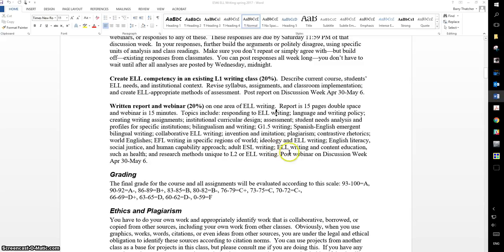You will then make a webinar, and the webinar is basically what I'm doing right now using Screencast-O-Matic, and you take students through this area, explaining to the students how this area is relevant. And in this way, the students will be introduced to a wide array of issues in English language ELL writing. So that's worth 20% of your final grade. This is due the last part of class. This ELL competency is due the first, basically, actually that's wrong. It should be April 2nd.